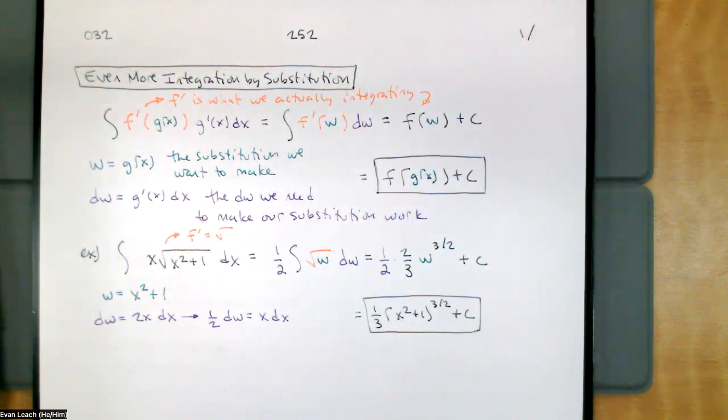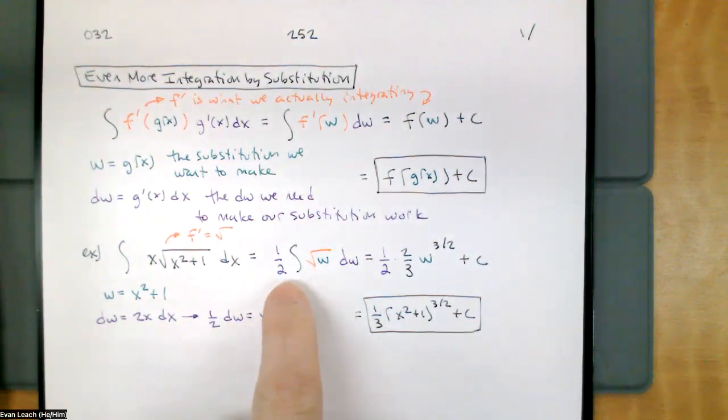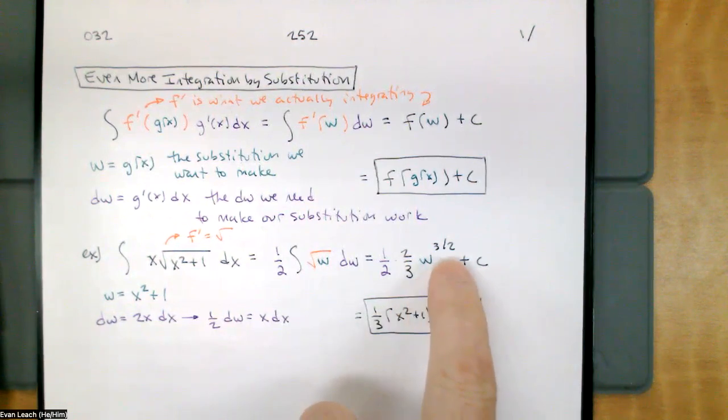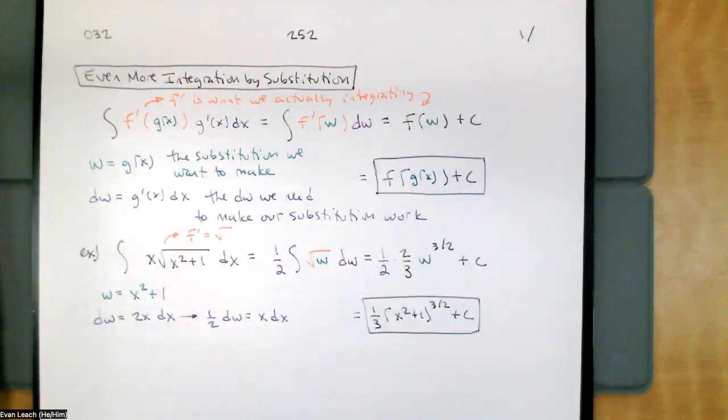The goal is to skip writing the details down and just notice what the details are going to tell us. So this detail here is telling us where this 1/2 came from. This 2/3 w to the 3/2 is us recognizing that once we replace the x squared plus 1, we're going to integrate the square root of w.